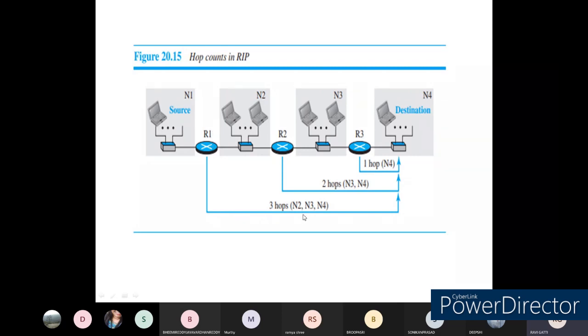So this router is serving N2, N3 and N4, therefore it has a hop count of 3. Router 2 is serving both N3 and N4, therefore it has a hop count of 2, and router 3 is serving only one destination, so the hop count is 1. Based upon that, we can say that there are 15 hop counts from source to destination. Since 15 cannot be treated as a binary number, we go for a 16 hop count between the source and destination. So this is how we calculate the hop count in the case of the RIP protocol.